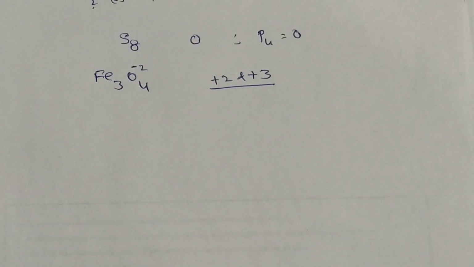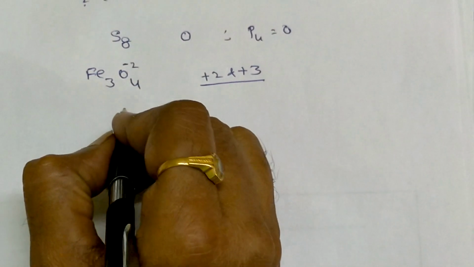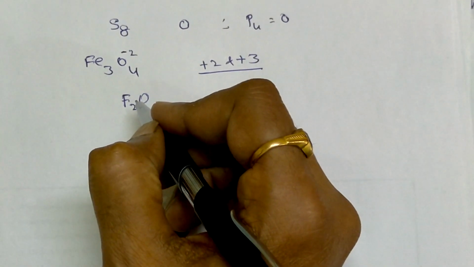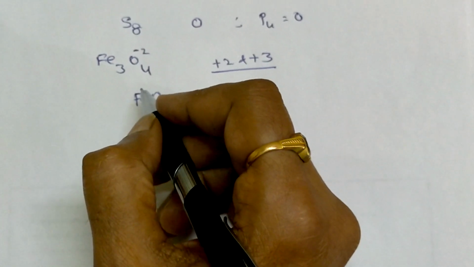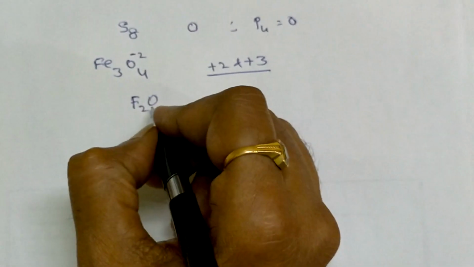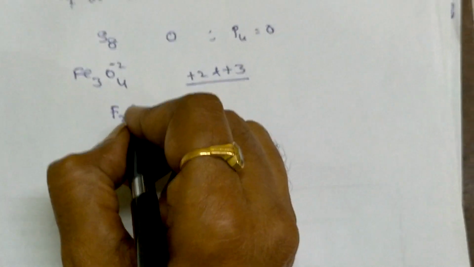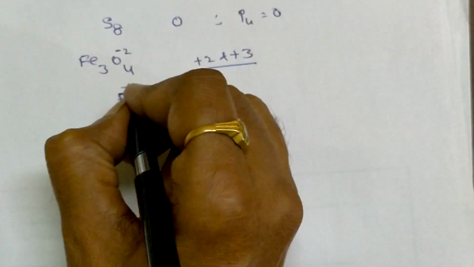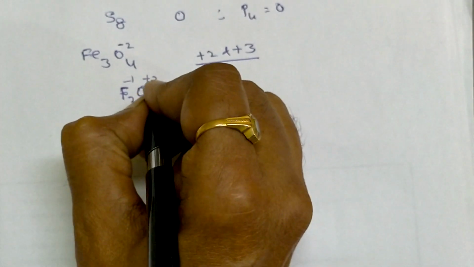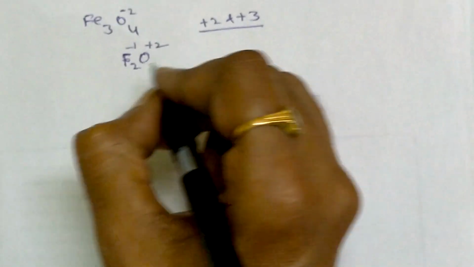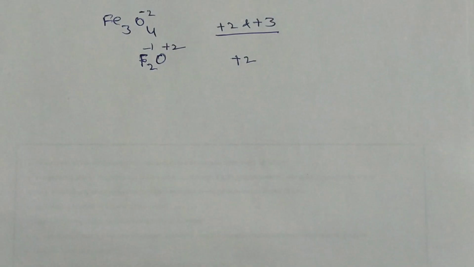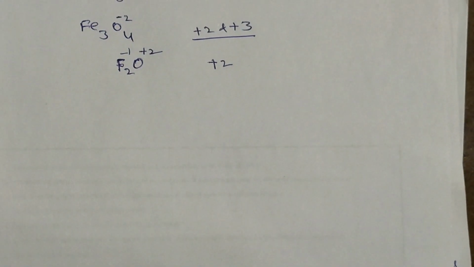Next, one more small typical one is OF2. Some people write F2O also; F2O or OF2 is the same. Now what is the oxidation state of oxygen? Fluorine is more electronegative, so it is -1, so here oxygen is +2. Oxygen in this case is +2. So these are some more typical questions.